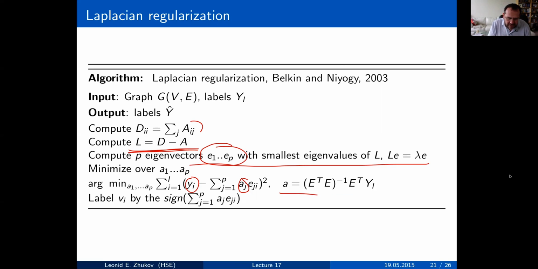And the solution for that regression problem is given by the standard regression solution, which is you take the matrix, take the inverse, etc. So it is a minimization here, and as a result, we get those coefficients A. And if you want to predict unknown labels, you use those coefficients with the values of the eigenvectors for those nodes to predict the value.